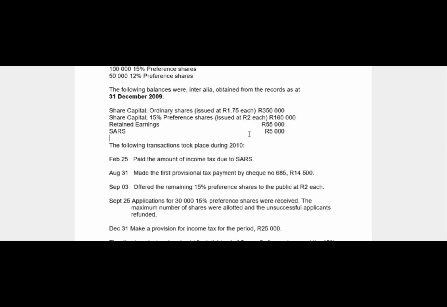So now, for us to calculate the number of shares remaining, firstly we need to calculate the number of shares that were already sold or issued from the previous year. The information we have up there tells us that we issued shares at R2 each for 160,000, right? So for us to calculate the remaining shares, step number one, we have to calculate the number of shares that were issued last year.